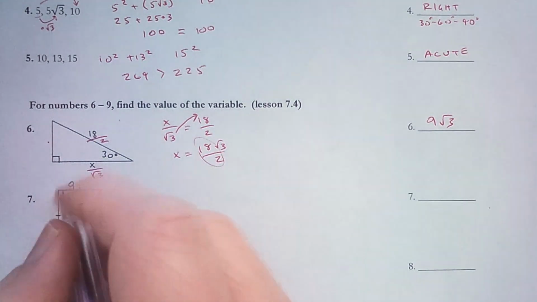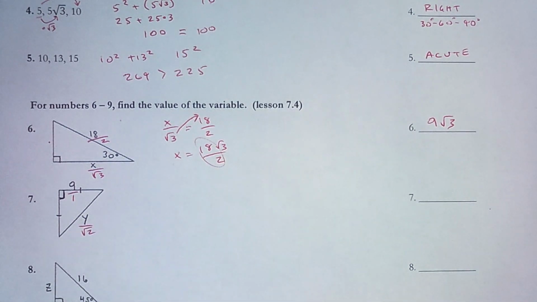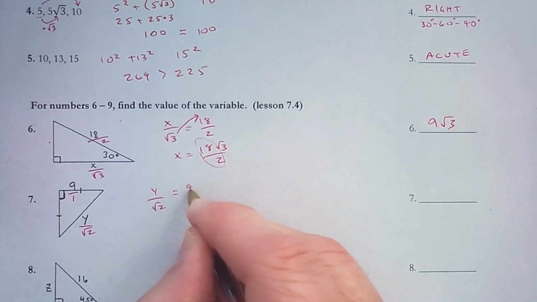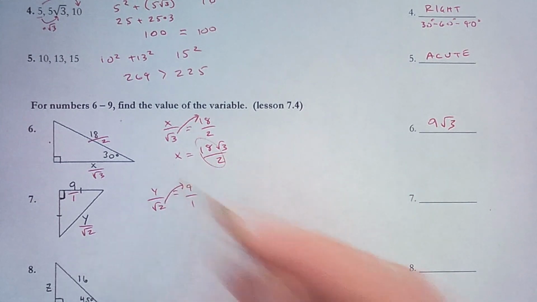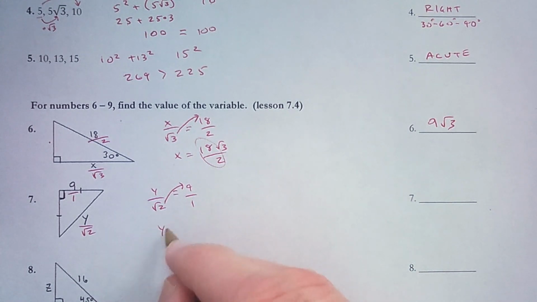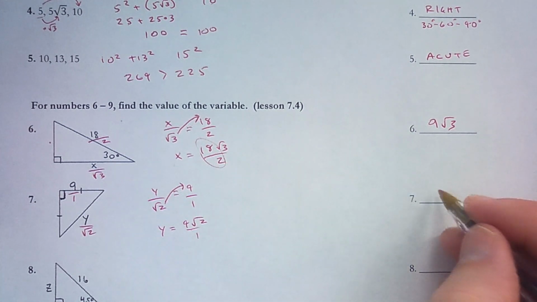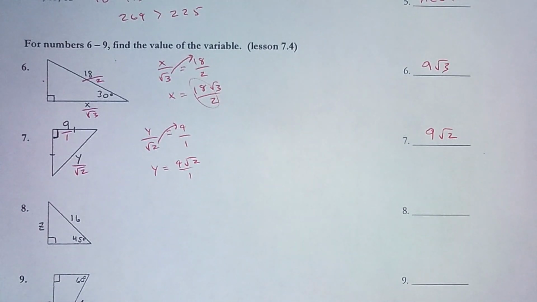In a 45, 45, 90, the legs are to 1 as the hypotenuse is to the square root of 2. So y is to the square root of 2 as 9 is to 1. I can multiply square root of 2 across, and I get y equals 9 times the square root of 2, and that's over 1, but I don't need to write over 1. So my final answer is 9 times the square root of 2.